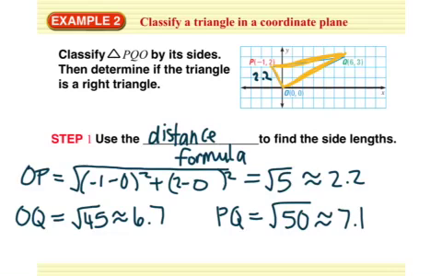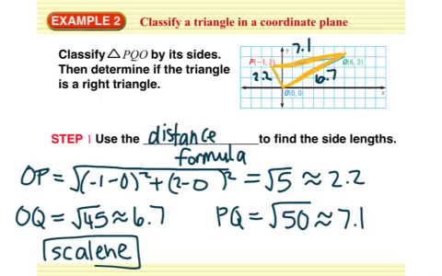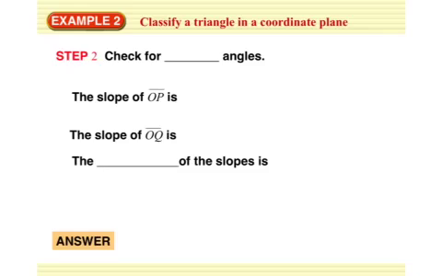Now looking at all of these side lengths, we can classify this triangle by its sides, and since none of them are equal, we would say that it's a scalene triangle. So we already know that it's scalene. Next, we want to classify it by its angles. First, let's check for any right angles. We're going to see if there are any right angles here by seeing if any of our lines are perpendicular.